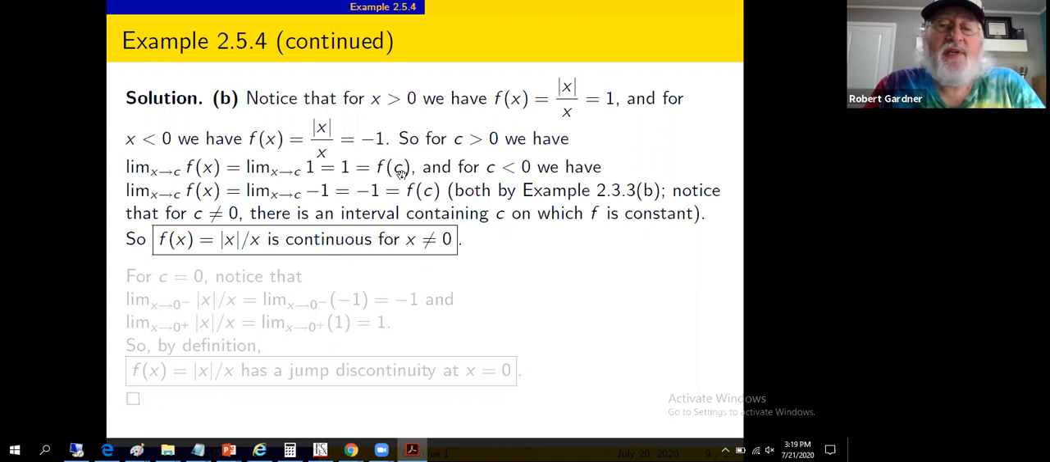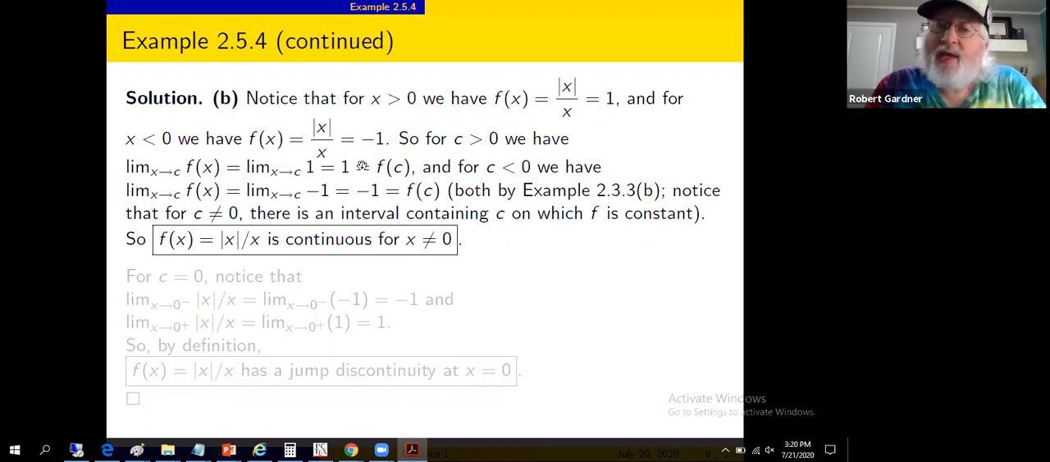Does that equal f of c? Limit exists. Does it equal the function value? If I plug in c where c is positive, what do you get out? You get 1 out. So it is f of c. For c less than 0, what does f look like? Put negative numbers in. The function's negative 1, and that's the function value. So we've got, for c positive and c negative, this function is continuous. Test for continuity. F of c exists, the limit exists, and the limit and the function values are the same.